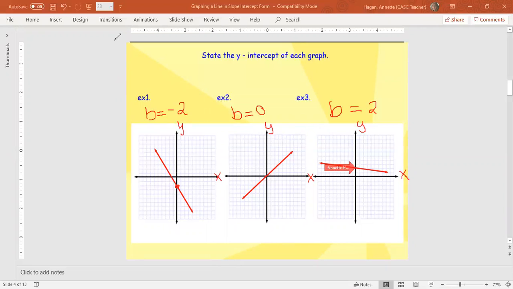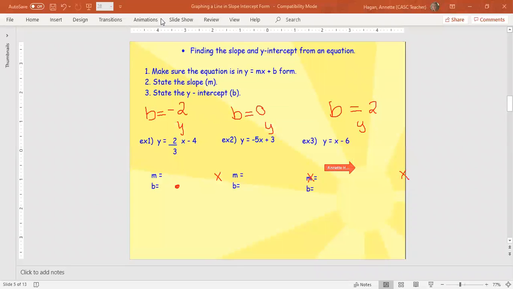Now that we know how to find the y-intercept and where the line crosses the y-axis, we're going to look at how we actually work out these equations. What do we need to do? The first thing we need to do is identify m and b. So we need to be able to find the slope and y-intercept of a slope-intercept equation. To do that, we always make sure the equation is in slope-intercept form. We always make sure it's solved for y. So it's always going to be y equals mx plus b before I choose these values. Then we state m, the slope, and then we state b, the y-intercept.